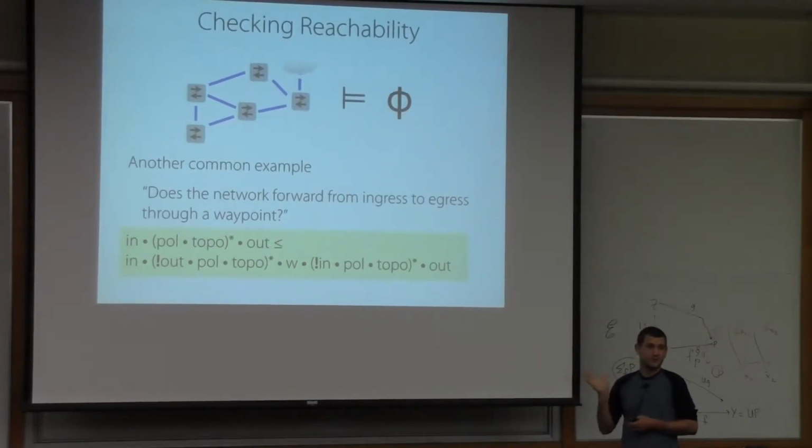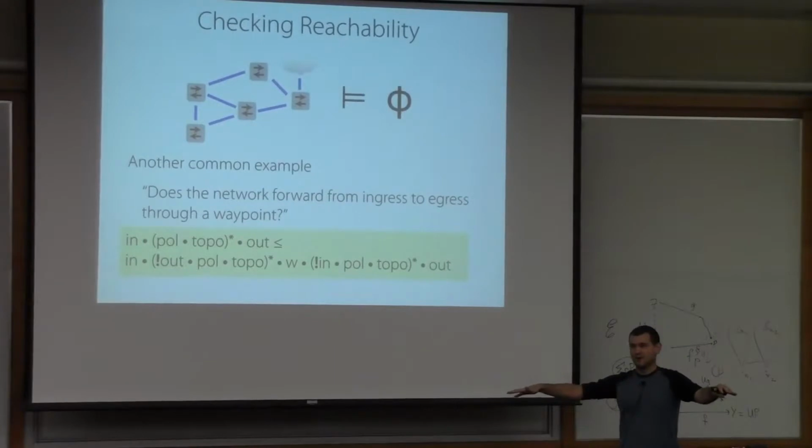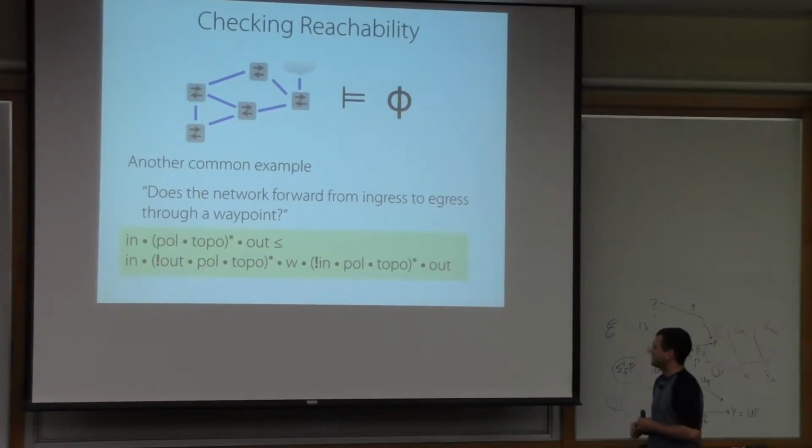Suppose, for example, your network has a set of firewalls, and they're distributed throughout the network, and you want to make sure that all traffic goes across one firewall before it gets to your precious servers on the inside. But there could be many paths through the network, and some of them don't go through the firewalls. So you could ask, does the network always forward from ingress to egress through a waypoint?